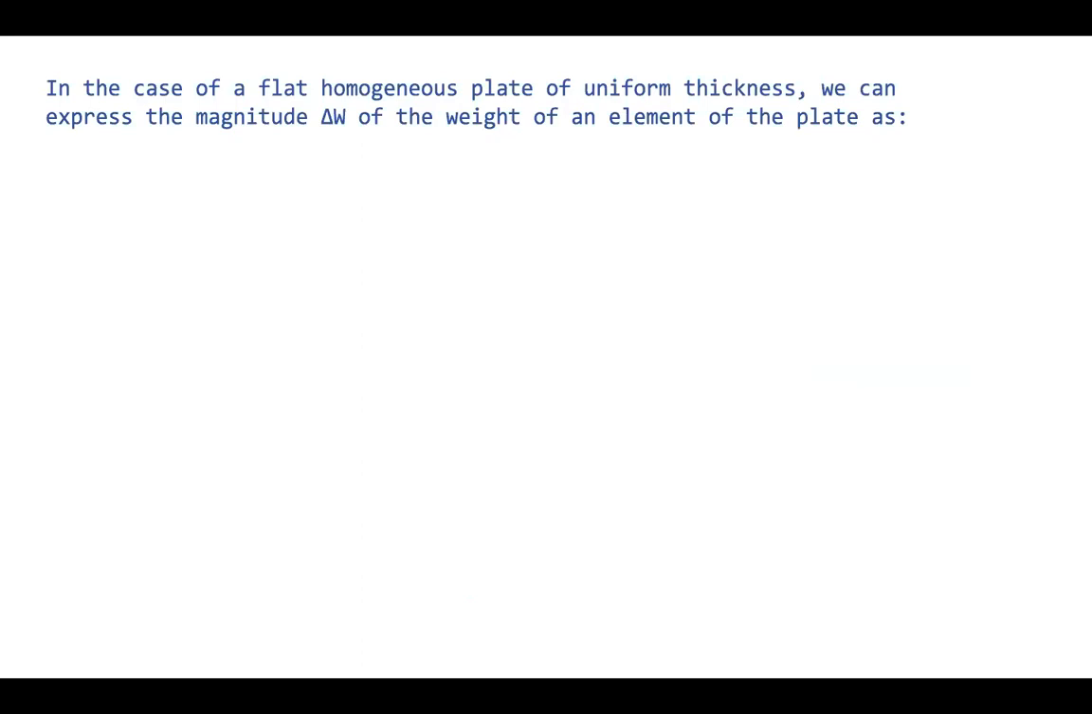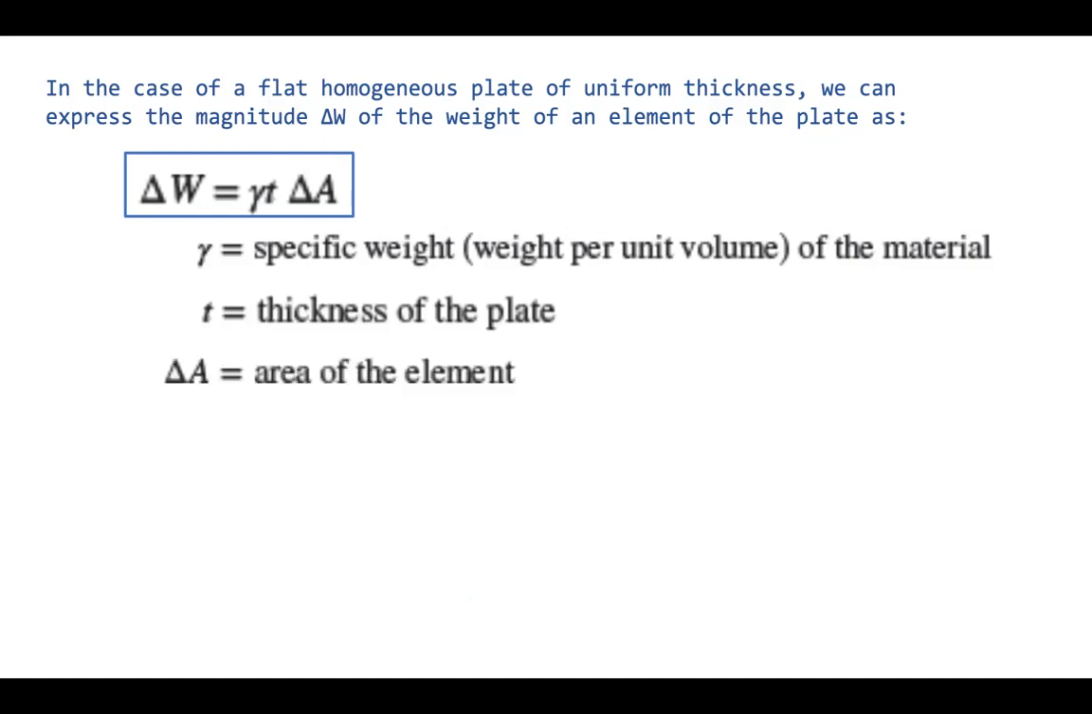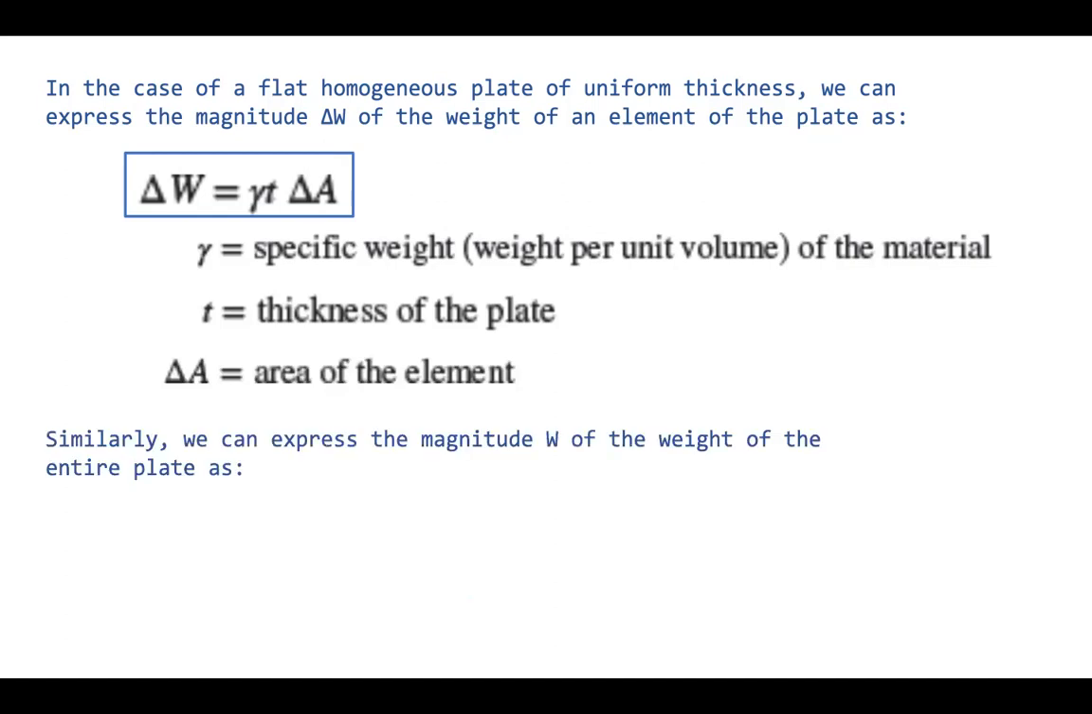In the case of a flat homogeneous plate of uniform thickness, we can express the magnitude of the change in W, the weight of an element of the plate, as change in W is equal to gamma times T times change in area. The gamma refers to the specific weight, which is the weight per unit volume of the material. The T refers to the thickness of the plate. The change in A refers to the area of the element. Similarly, we can express the magnitude W of the weight of the entire plate as W is equal to gamma times T times A.